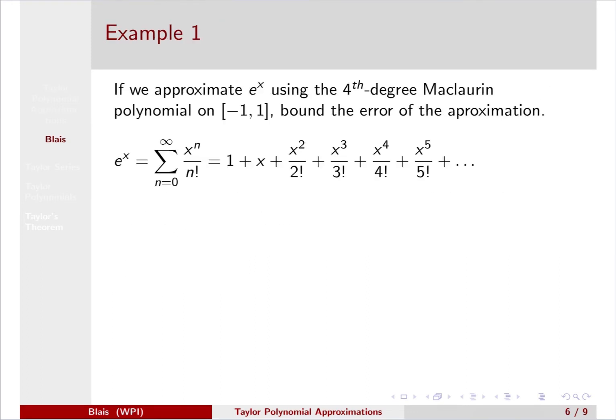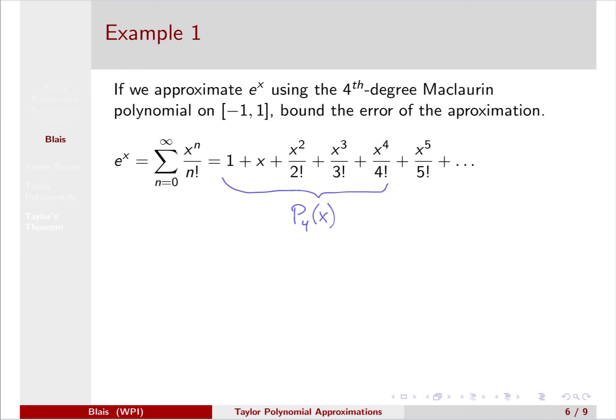So for example, suppose we are approximating e to the x using the 4th degree Maclaurin polynomial on the interval minus 1, 1. Let's bound the error of the approximation. And this is all based on the idea of finding the worst case for the error. You can never be worse than the worst case. So the worst case for the error is your bound. Recall this was our Maclaurin series for e to the x. We note if we're using the 4th degree Maclaurin polynomial, then we are using the sum of the terms up to the degree 4 term for x.